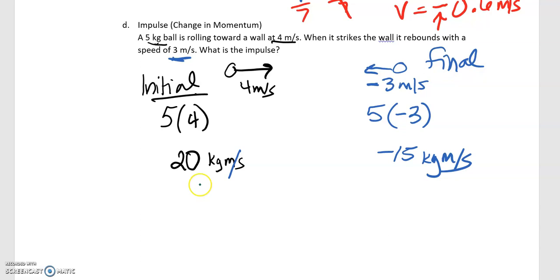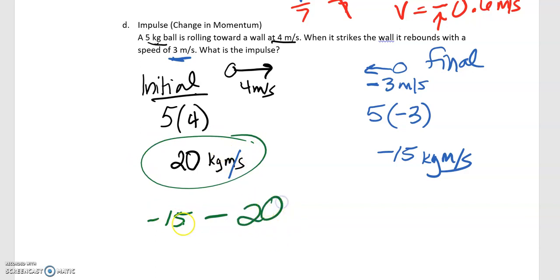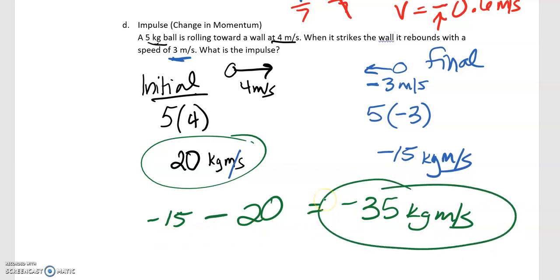So our impulse is the change in that amount of momentum. To find the change in any value, we take the later value, so in this case it would be the -15, and we minus the earlier value, which would be 20. And we would have a change of -35 kilogram meters per second.